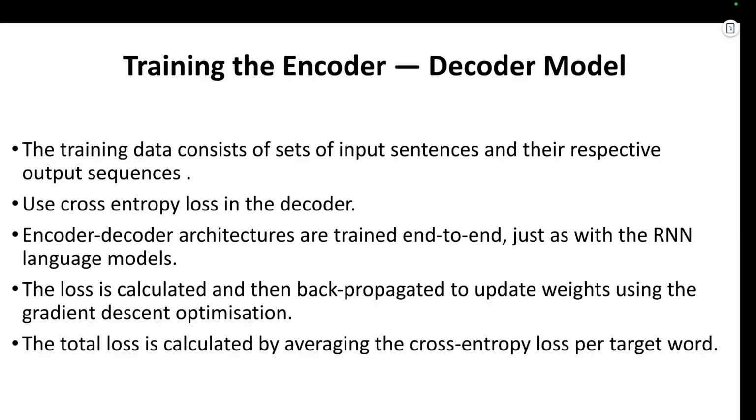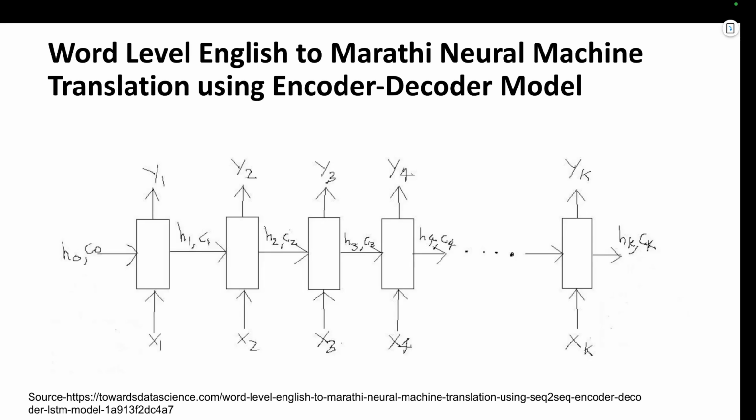Okay, the training data consists of a set of input sentences and their respective output sequences. We use cross entropy loss in the decoder, and the encoder-decoder architecture is trained end-to-end, just like an RNN language model.